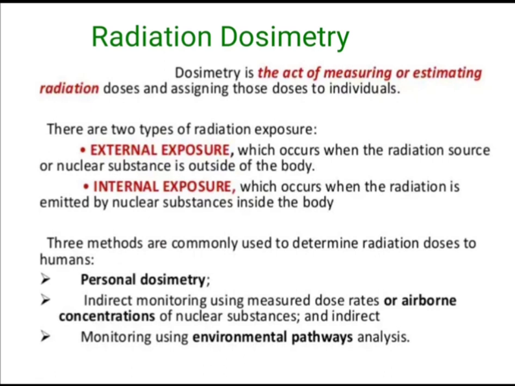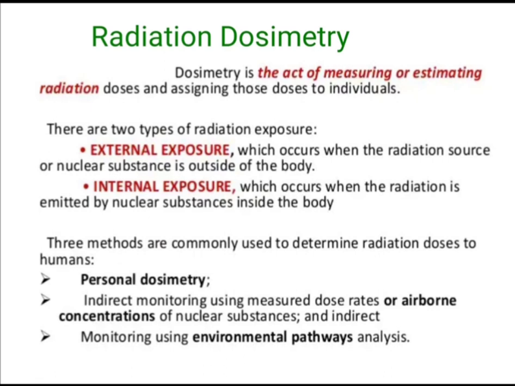And here two types of radiation exposures are there: external exposure and internal exposure. So the difference between the external and the internal exposure is, in the external exposure, the radiation source or the nuclear substance which continuously emits alpha, beta, gamma radiations will be kept outside the body. And in the internal exposure, the nuclear substance or the radiation source which continuously emits alpha, beta, gamma radiations will be kept directly inside the body. So that is the difference.